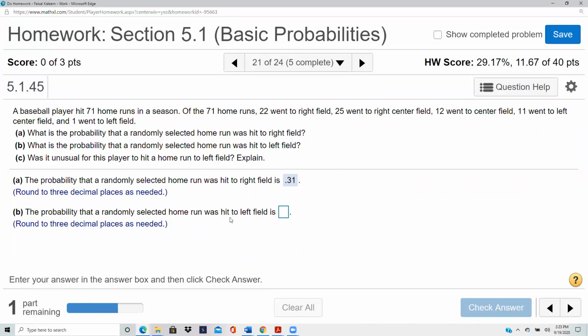And then to the left field, how many? 11 went to the left. No, 1 went to the left field. So 1 out of 71. 1 divided by 71 is 0.014.